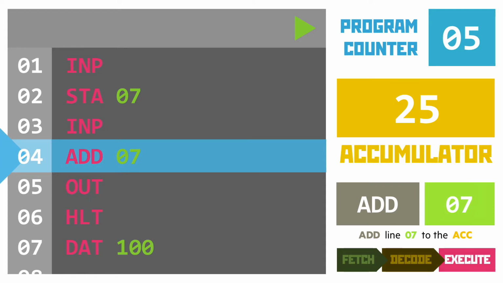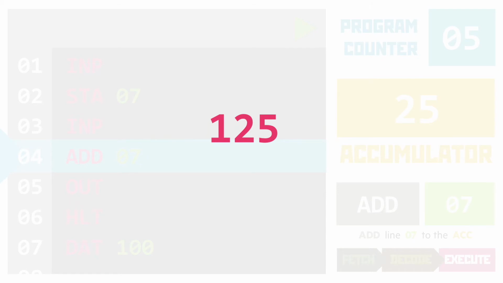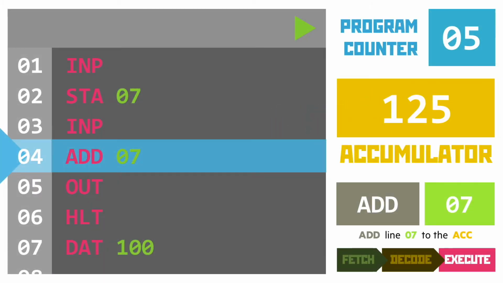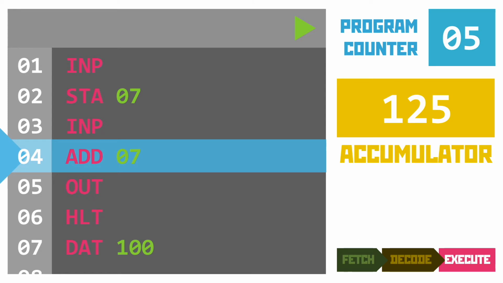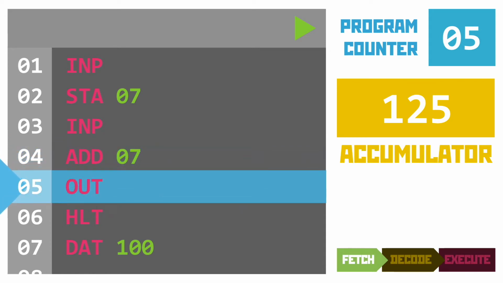So it takes the value from line 7 and the value of the accumulator and adds them together. That's 100 plus 25, and it gives us 125, and this value is what's placed into the accumulator. Now we've got our answer to our sum, we have executed line 4 and need to move back to the fetch part of the fetch-decode-execute loop and move on to line 5.